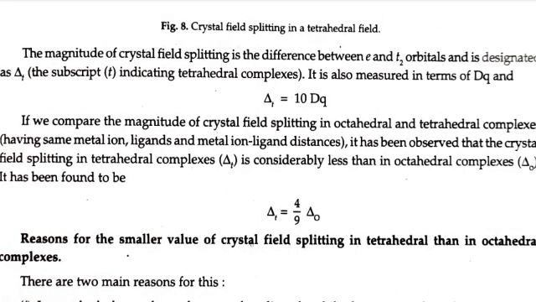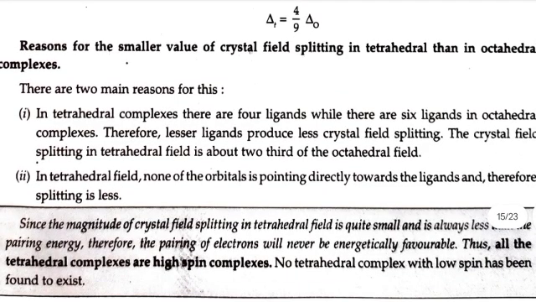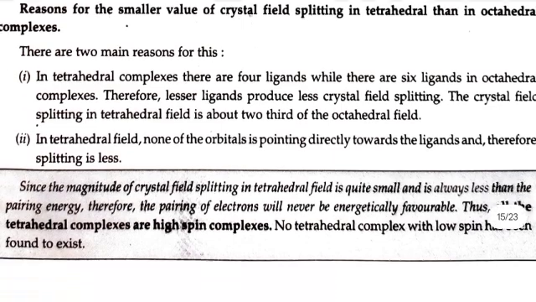If we compare the magnitude of crystal field splitting in octahedral and tetrahedral complexes having the same metal ion, ligand and metal ion-ligand distances, it has been observed that the crystal field splitting in tetrahedral complexes is considerably less than in octahedral complexes. It has been found that delta T is equal to 4 by 9 delta o. Reasons for the smaller value of crystal field splitting in tetrahedral than in octahedral complexes: there are two main reasons for this. In tetrahedral complexes, there are 4 ligands while there are 6 ligands in octahedral complexes. Therefore, fewer ligands produce less crystal field splitting. The crystal field splitting in a tetrahedral field is about two-thirds of the octahedral field.